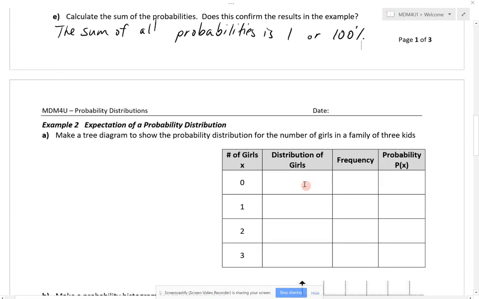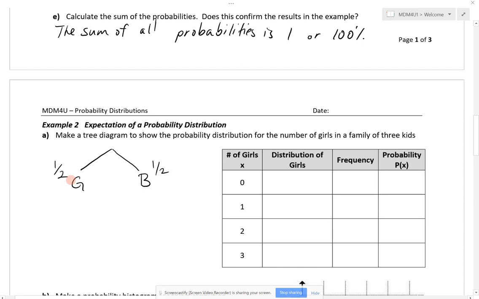All right, let's go to example number 2, the expectation of a probability distribution. So let's make a tree diagram to show the probability distribution for the number of girls in a family of 3 kids. So if you decide to have kids, let's draw a tree diagram here. You're going to draw the first branches of your tree. And when you have a kid, for the sake of simplicity and argument here, you're just going to say boy or girl. So you can have a girl here or a boy here, and you have a 1/2 chance for a boy, 1/2 chance for a girl. Okay? That's for your first kid.